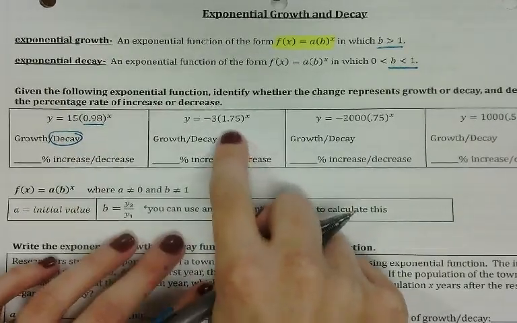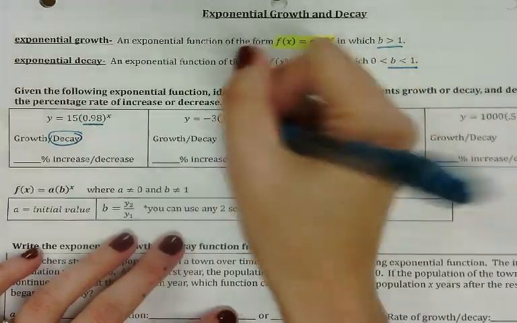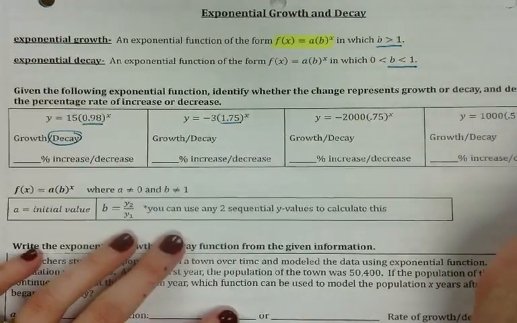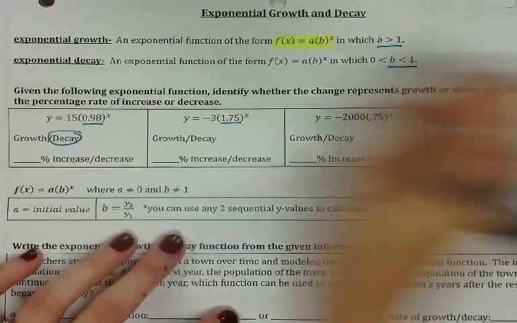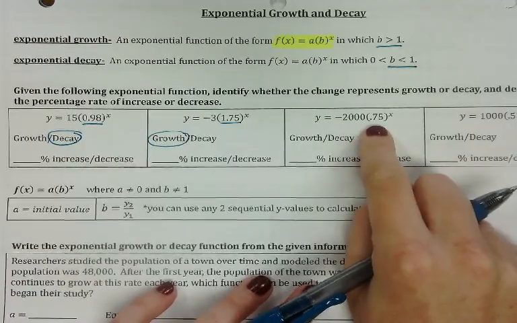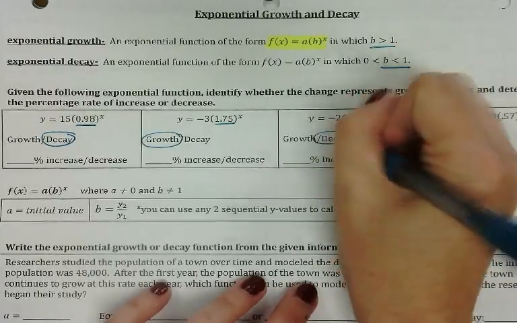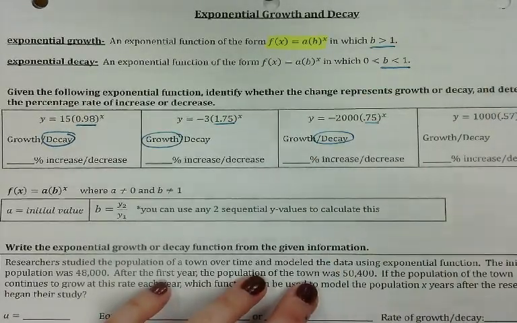Okay, let's go right here. Eric, 1.75. Is that going to be growth or decay? Growth. Why is that? Because it is above 1, it is greater than 1. Fantastic. All right, let's look here. Sophia, 0.75. Growth or decay? Decay. Why? It's less than 1. It is that simple.